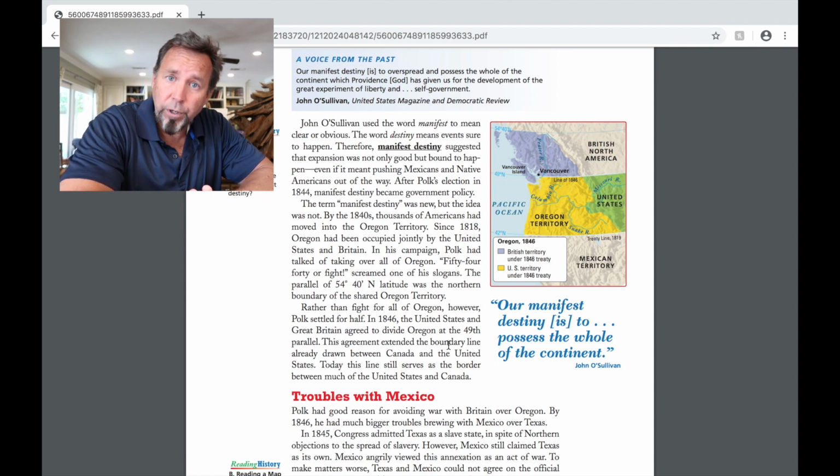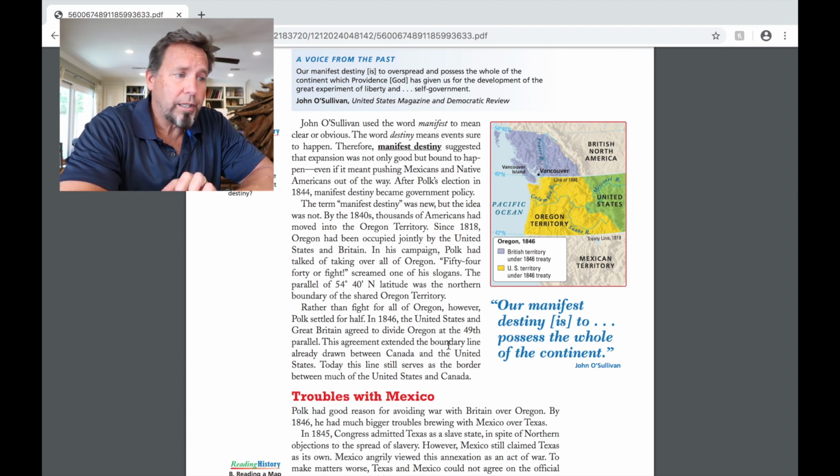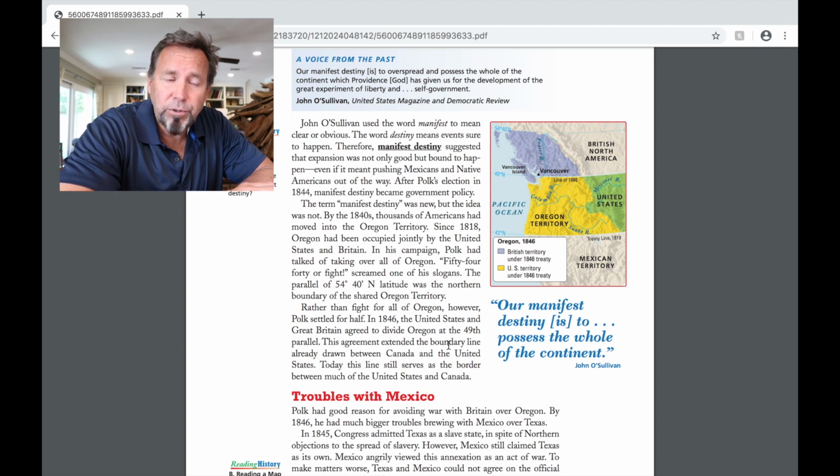And from that Oregon Territory, not just Oregon, but Washington, Oregon, parts of Idaho were all added to the United States as a result of that compromise, that treaty negotiations with the British. So it talks about that in that section. But the most important part of the section, in my opinion, is where it talks about the troubles with Mexico.